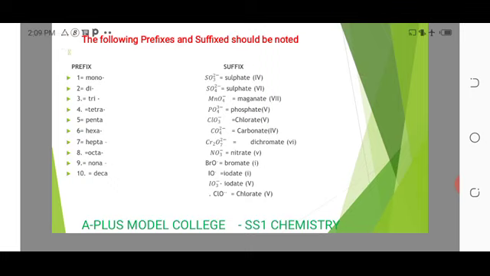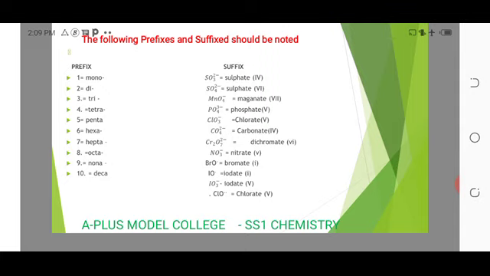So let's look at the following prefixes that are considered under the oxidation. There are some prefixes and suffixes that I want us to note. When you have 1 atom, it is mono. When we have 2, it is di. 3, tri. 4, tetra. 5 penta, 6 hexa, 7 hepta, 8 octa, 9 nona, and 10 deca. We are used to this.